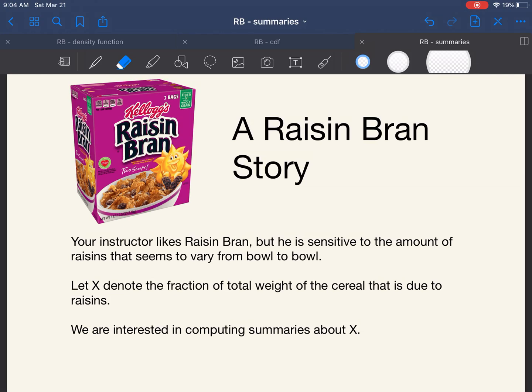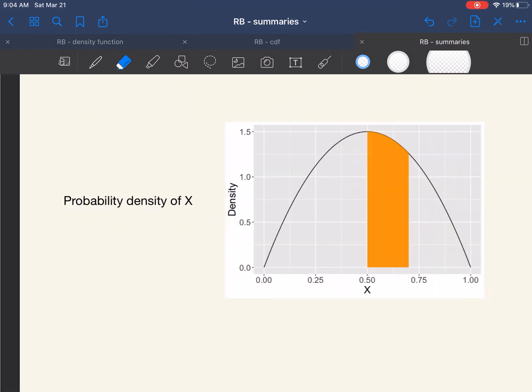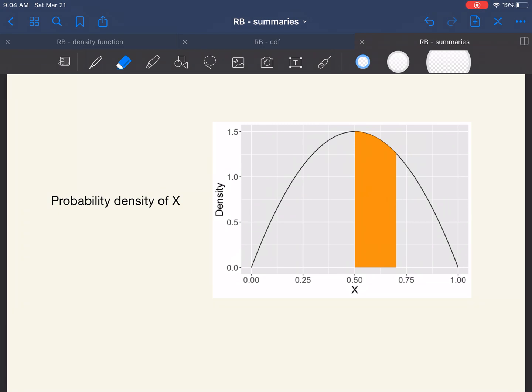Back to our Raisin Bran story, we are interested in x, which is the fraction of the total weight that's due to raisins. We want to learn about summaries for x. So here's our probability density for x that we've seen before. This nice curve goes from 0 to 1, and there I've shown you a probability.